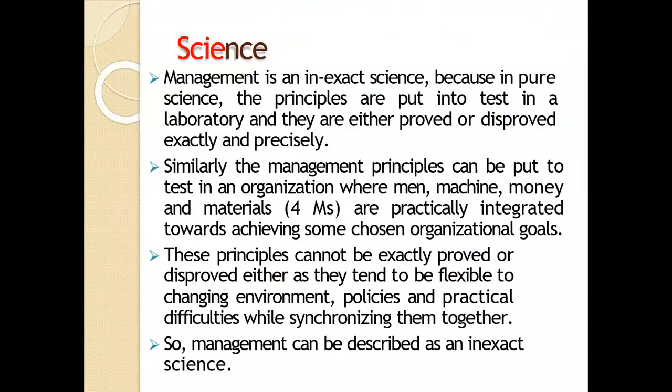Wherever you go, suppose you take the example of (a plus b) whole square, a square plus b square plus 2ab, wherever you go, that is a pure science, it will be applicable and it will be the same. So science is a systematic body of knowledge pertaining to a specific field of study that contains general facts which explain its phenomena. It gives the cause and effect relationship between two or more variables and underlines the principles governing their relationship. Right. What exactly is science? It is universally accepted principles. The management principles can be put to test in an organization where man, machine, money, and materials are practically integrated towards achieving some chosen organizational goals.